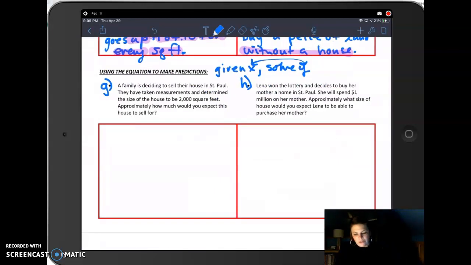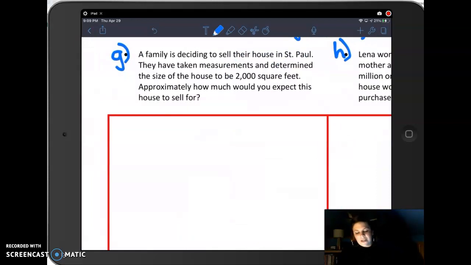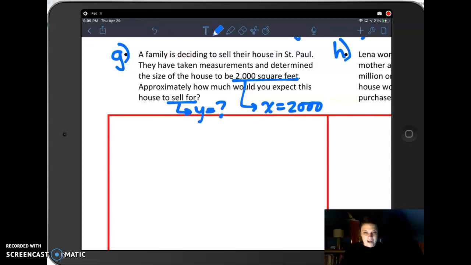So you're reading through this. It says a family is deciding to sell their house in St. Paul. They have taken measurements and determined the size of the house to be 2,000 square feet. You stop right there and say, okay, it's giving me a number and a unit. Because X is square feet, the column that is X in the table, I know that X is equal to 2,000. Then it says approximately how much would you expect this house to sell for? So something that sells for money. That tells us we are solving for Y.